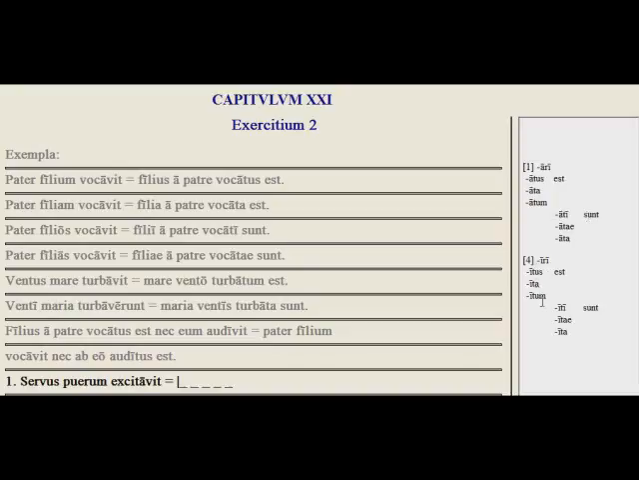And notice them for the fourth conjugation, and let's get some practice here. Examples: the father praised his son. The son was praised by his father. The father praised his daughter. The daughter was praised by her father. The father praised his sons. The sons were praised by their father. The father praised his daughters. The daughters were praised by their father.